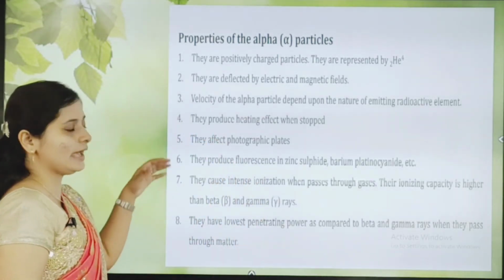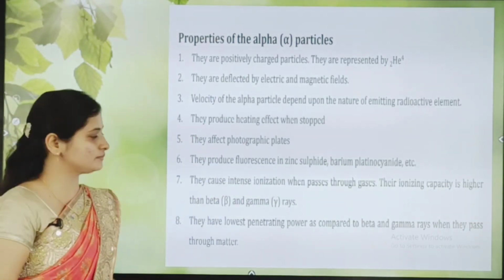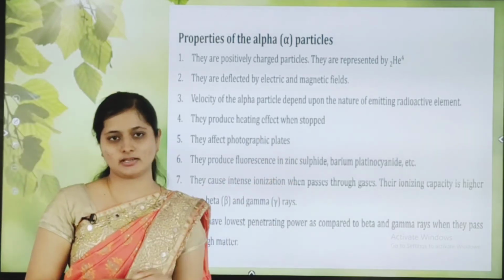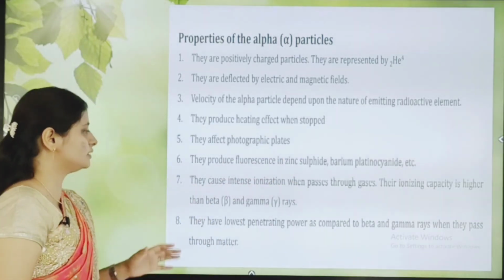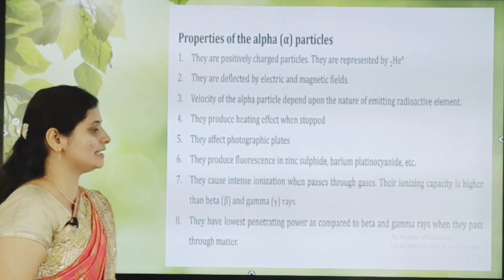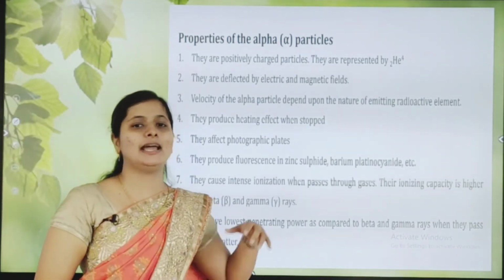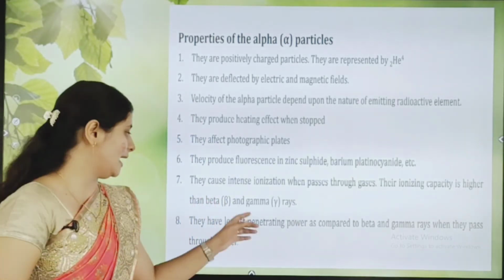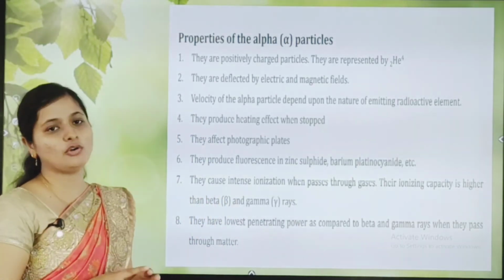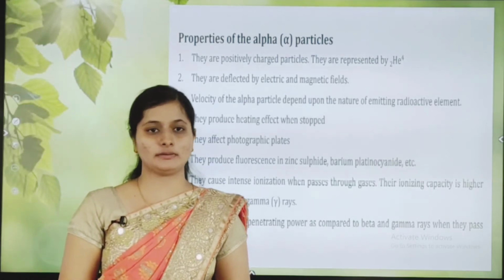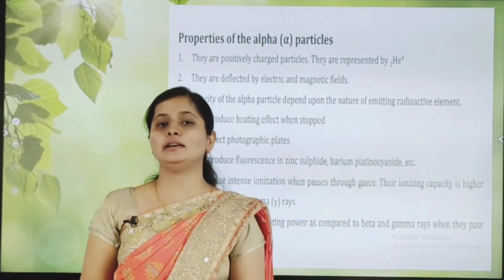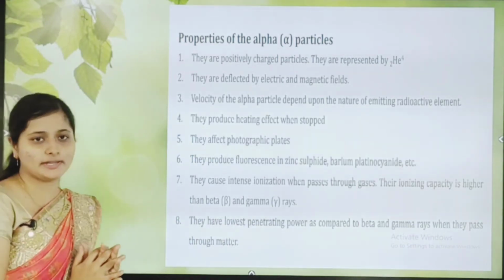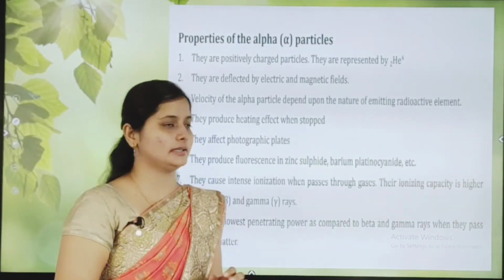And the fifth one, they affect a photographic plate. Sixth, they produce fluorescence on zinc sulfide, etc. And the seventh, they cause intense ionization when passing through gases, and the ionization is high as compared to beta and gamma. And the last one is the lowest penetrating power as compared to beta and gamma. So this is the properties of the alpha particle.